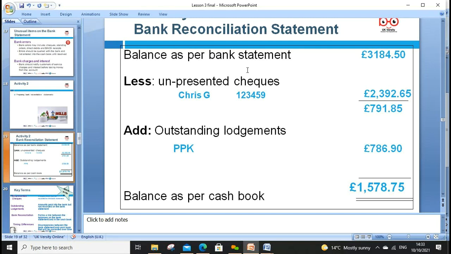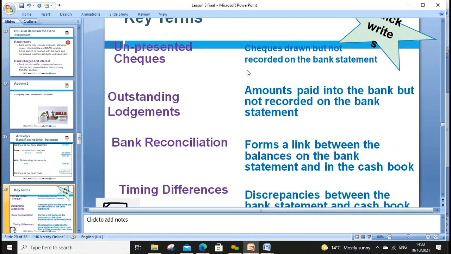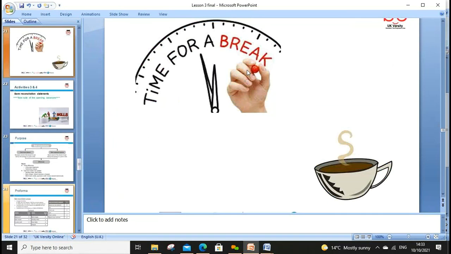So the cash book balance, when we do the cash reconciliation, should be the same balance as the bank reconciliation. That should match. That's the way we need to reconcile our cash book and the bank book. Unpresented checks are drawn but not recorded in the bank. Outstanding lodgements are amounts paid into the bank but not recorded in the bank statement. Bank reconciliation forms a link between the balances on the bank statement and the cash book.